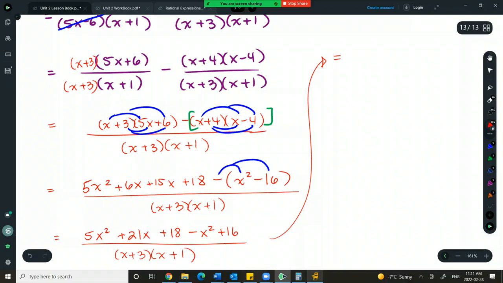And we're almost there, last couple steps here. We're going to gather all those like terms now. So 5x squared minus x squared. That will give us 4x squared. I've got a 21x, and I've got a 34.